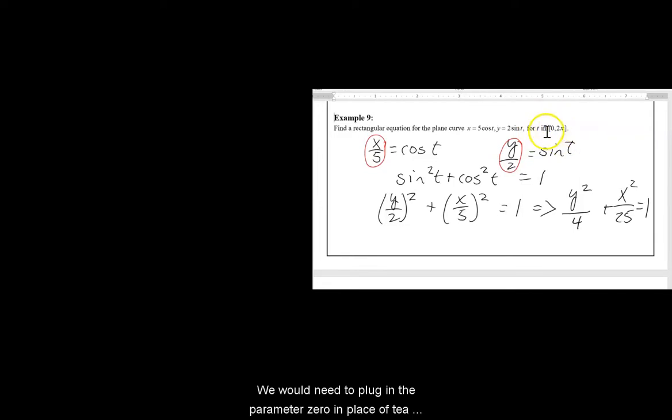In this case, if we're trying to find the limitation on the graph, we would need to plug in the parameter 0 in place of t in both of our parametric equations. This would give us our starting and stopping points on the curve. This is going to start when t equals 0. Cosine of 0 is 1, so the x-coordinate will be 5. Sine of 0, however, is 0, so the y-coordinate is 0.